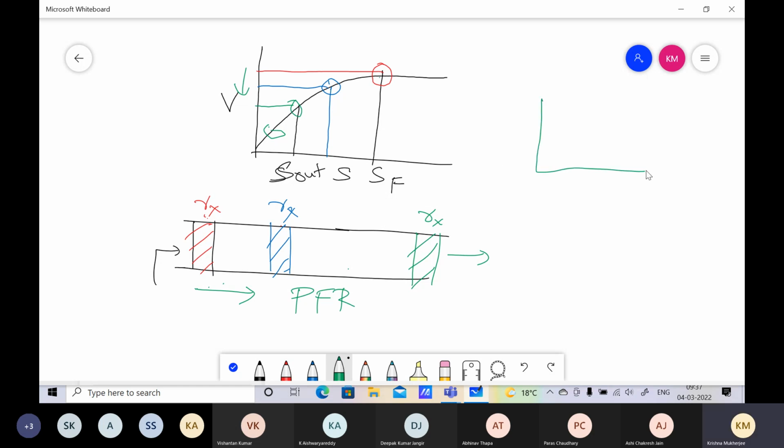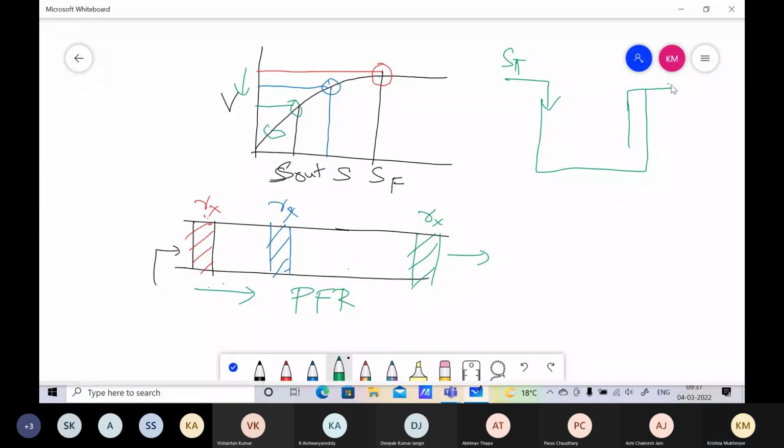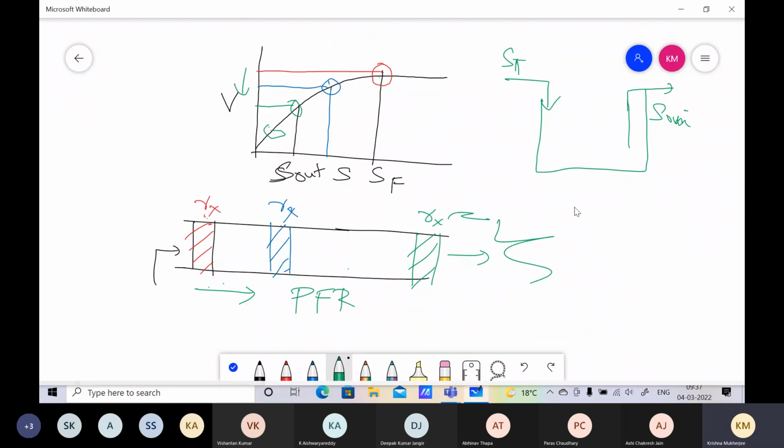In the CSTR, the feed is coming in at SF, and this is S out. Can all of you hear me? Yes, sir. This is the reactor, and the substrate concentration is equal to S out because of the logic of the CSTR. And therefore, all of the CSTR is at this concentration S out, and so all the reaction is going to take place at this rate. This is the CSTR reaction rate.